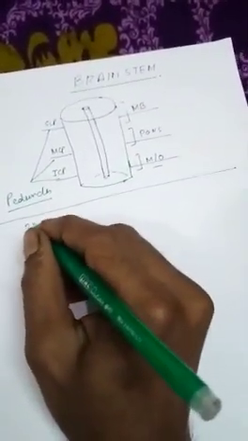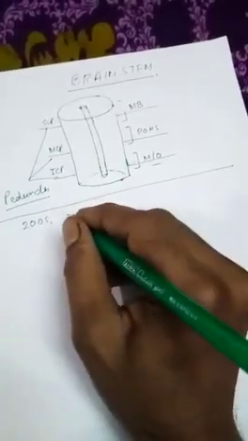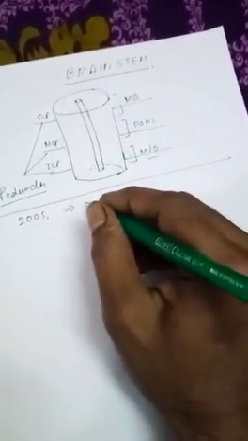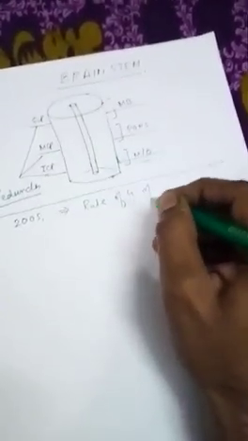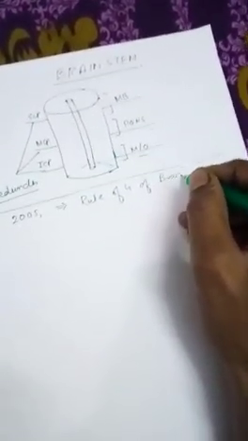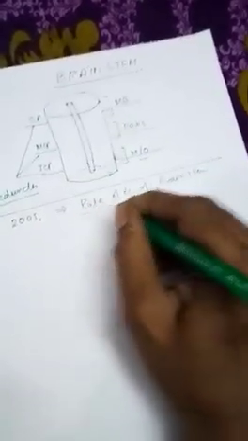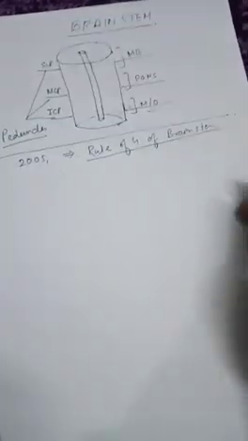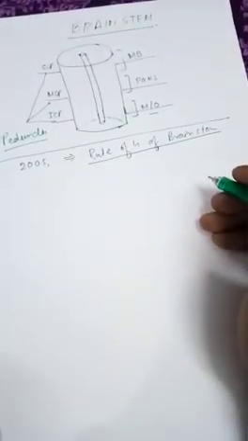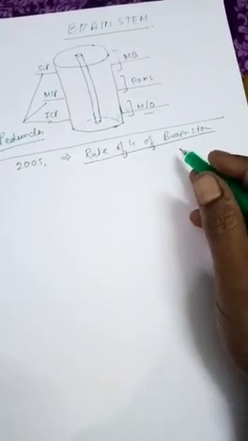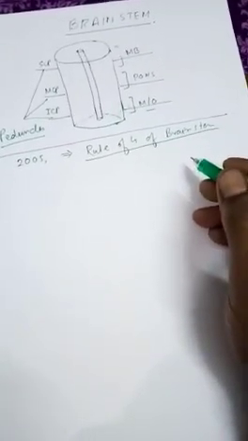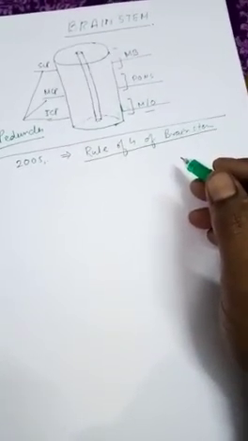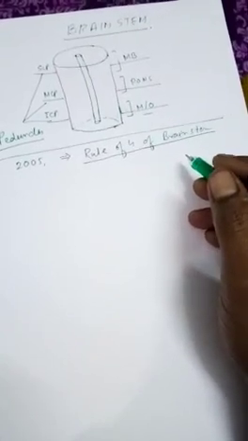Concept number 2. In the year 2005, one neurosurgeon published the rule of 4 of brainstem. It's very important for diagnosing the neurological cases, and today first we will discuss this rule of 4 so that you understand in which part of the brainstem what lies and how we can use this to diagnose the neurosurgical cases.